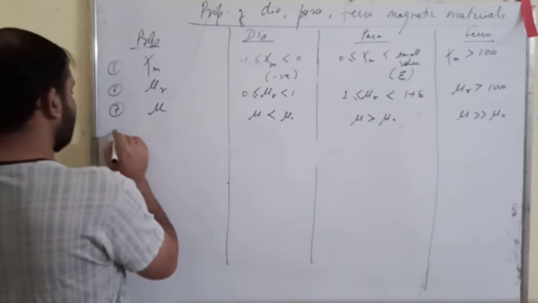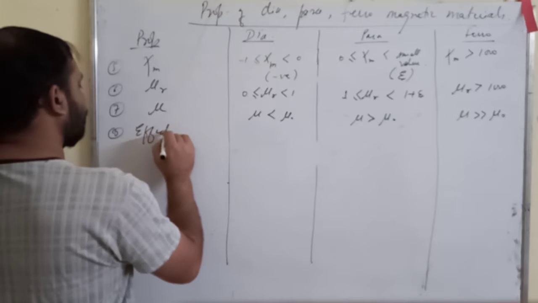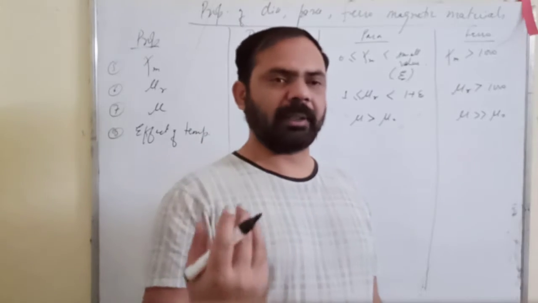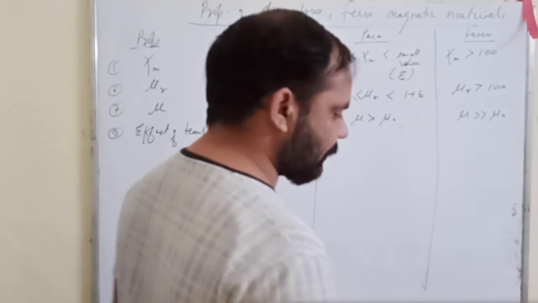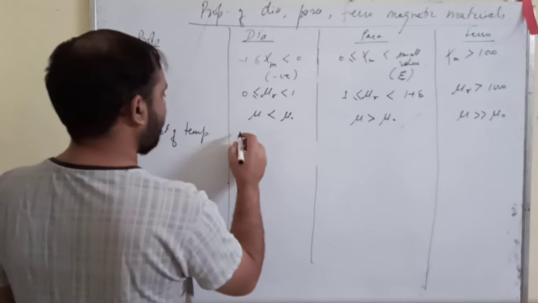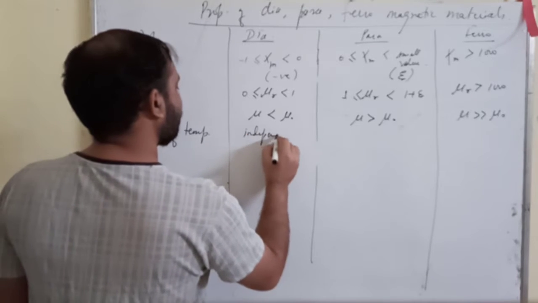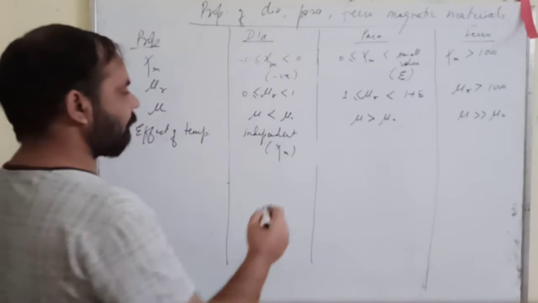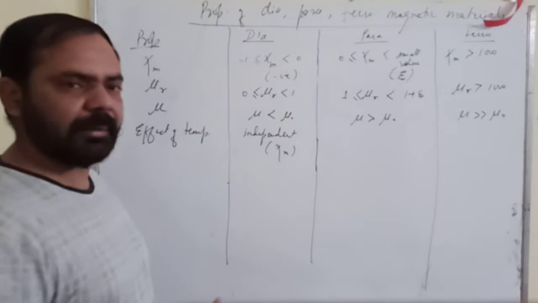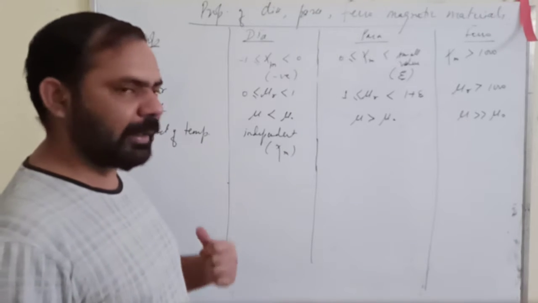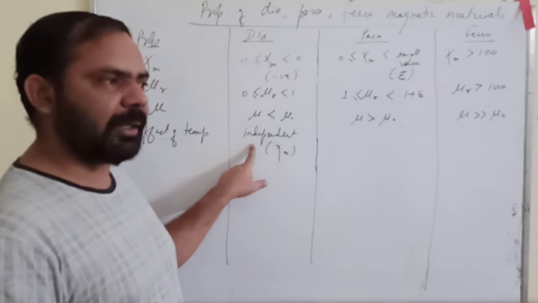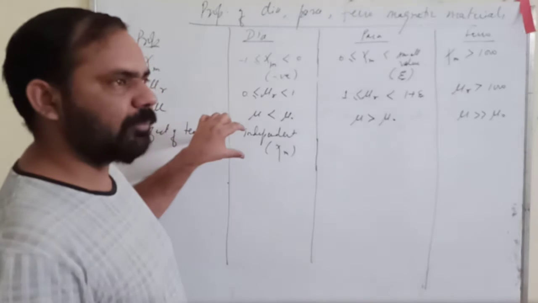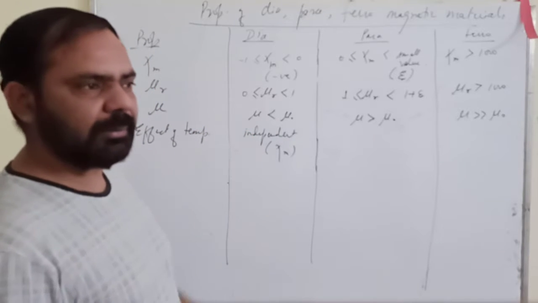Then 8th, effect of temperature. What happens if you increase the temperature of these materials? Here, diamagnetic materials are independent. If we are comparing the change in values of chi m with temperature, then their chi m does not depend on the temperature. They are independent. Their magnetic effect is independent of the temperature.